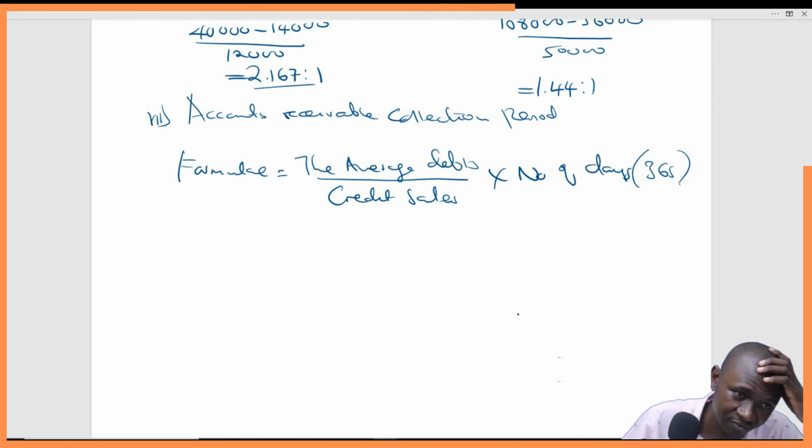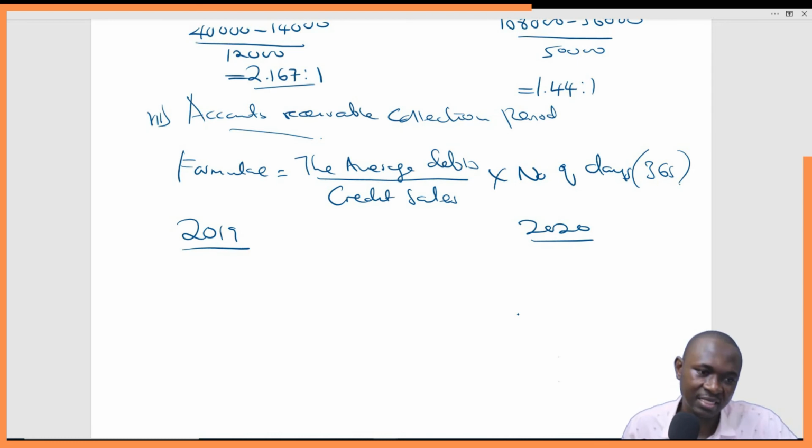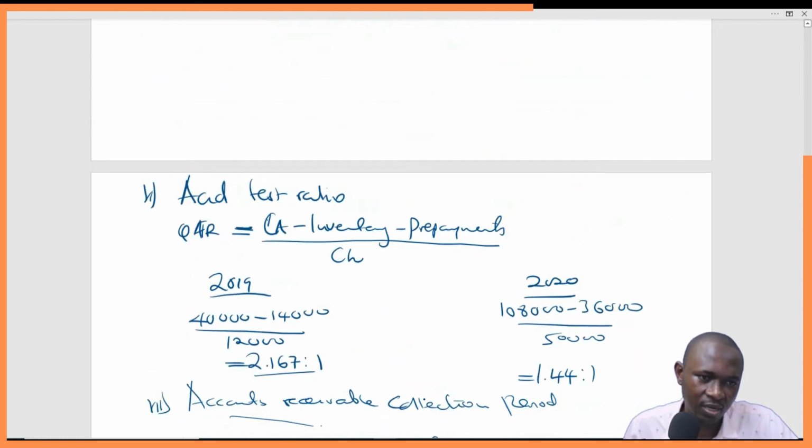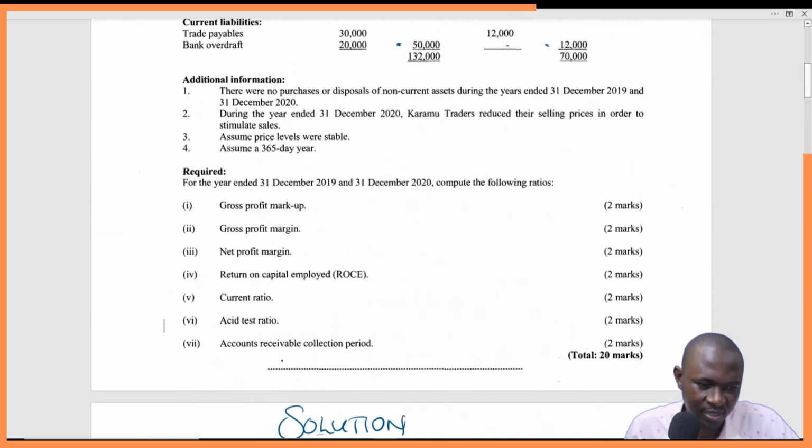So accounts receivable, these are debtors. We are only asking ourselves, how long does it take for us to receive money from our debtors? And of course, debtors are from credit sales. So we take the average debtors divided by the credit sales, and multiply by the number of days because we are interested in the number of days. A year has 365 days. That's why we have that 365 days.